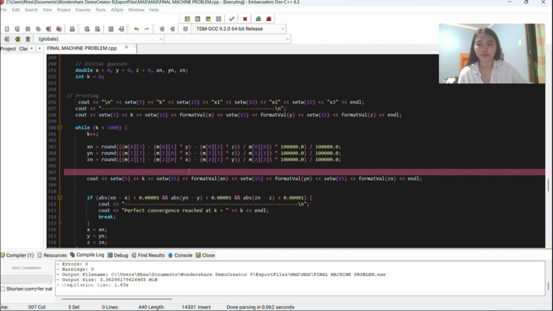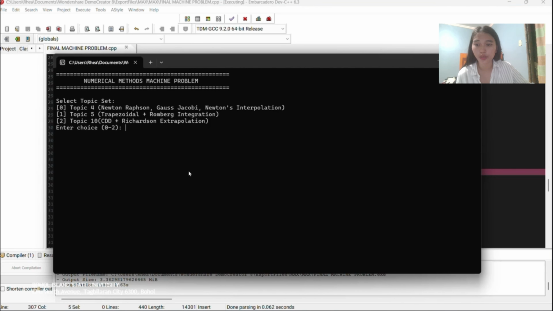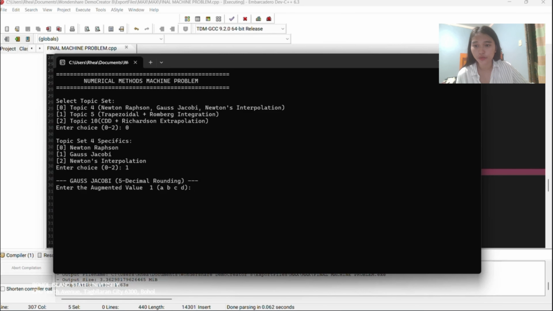Okay, let's run the code and check if the answer is correct. So we need to enter the choice 0 for topic 4 and 1 for Gauss-Jacobi. So we need to enter the augmented values.